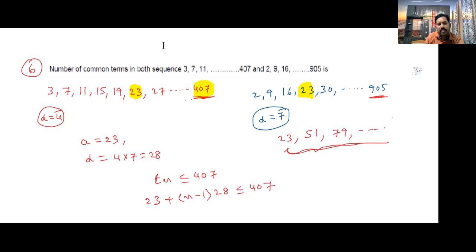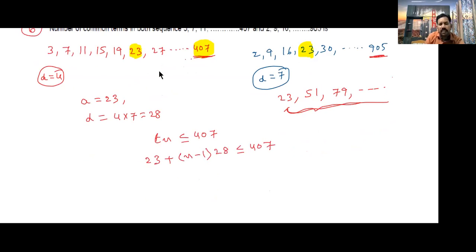By calculating this, we get the n value. 23 plus 28n minus 28 is less than or equal to 407. 23 minus 28 is minus 5. Taking it to the other side, plus 5, we get 412. n is less than or equal to 412 by 28. This value is approximately how much?